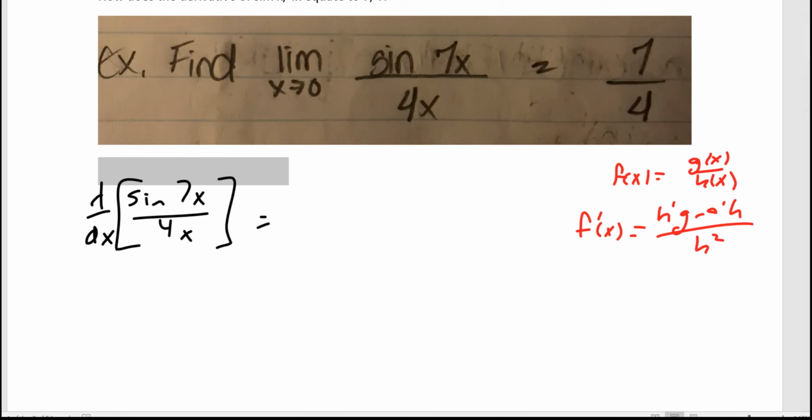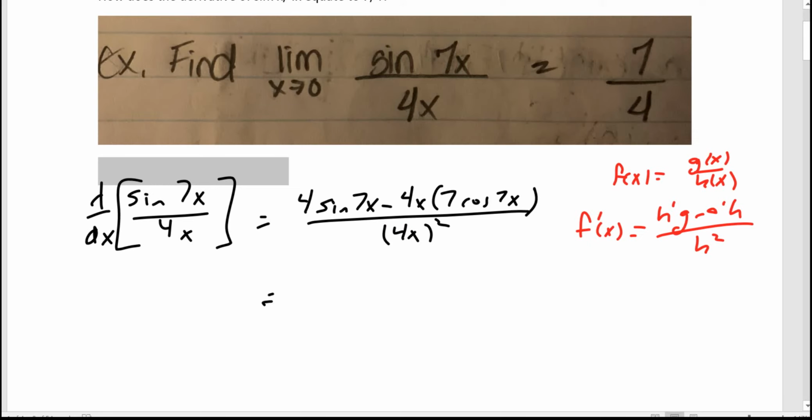So to find the derivative of this, I want the derivative of 4x, which is just 4. So we'll do 4 times sine of 7x minus 4x times the derivative of the numerator, which is going to be 7 times the cosine of 7x. I used the chain rule for that. Divided by 4x squared. So I could simplify just a little bit: we've got this minus 28x cosine of 7x over 16x squared.